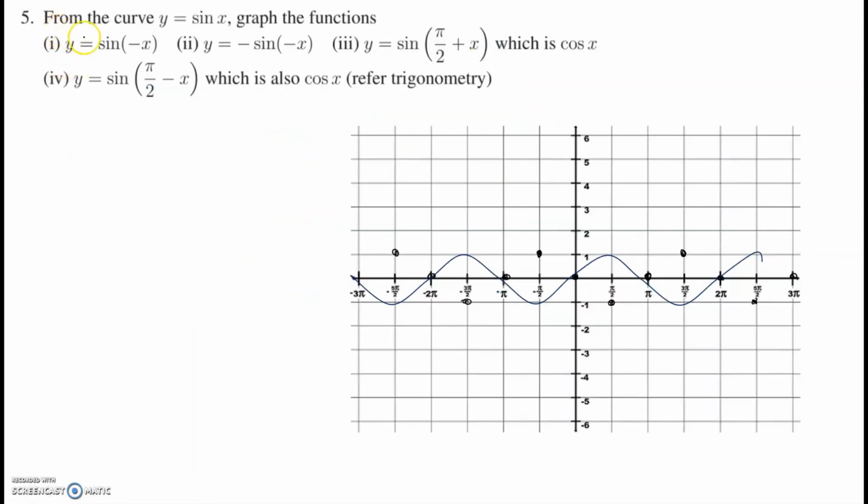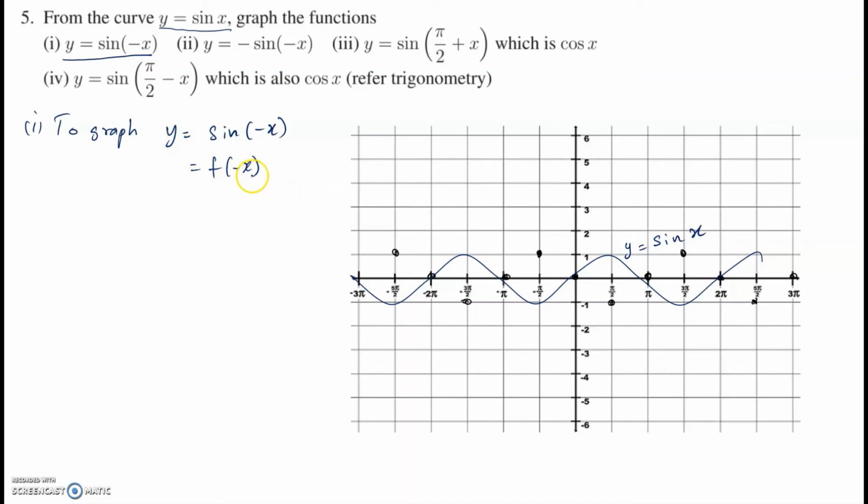Question number 5. From the curve y is equal to sine x, graph the function. So this is your function y is equal to sine x. So you're asked to graph first, y is equal to sine of minus x. This is nothing but f of minus x, right?